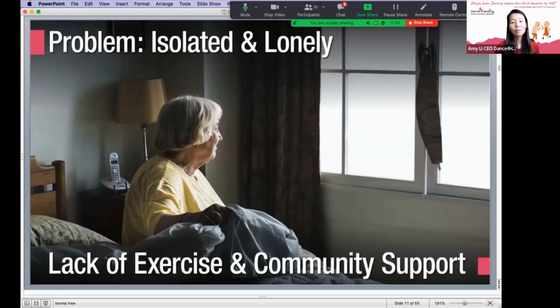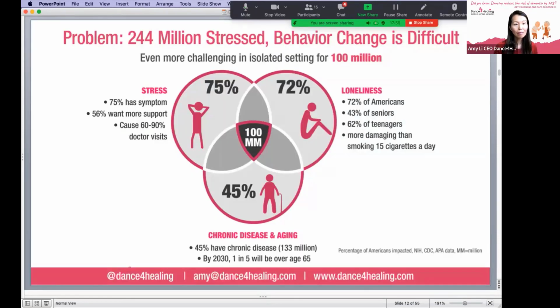As you probably know, many patients like me and elderly like my mom are often stuck at home, with lack of exercise and community support, and it's very easy to fall into depression, especially more challenging during this pandemic. Before COVID, 75% of the US population were stressed, and this number went up to 80% during COVID.